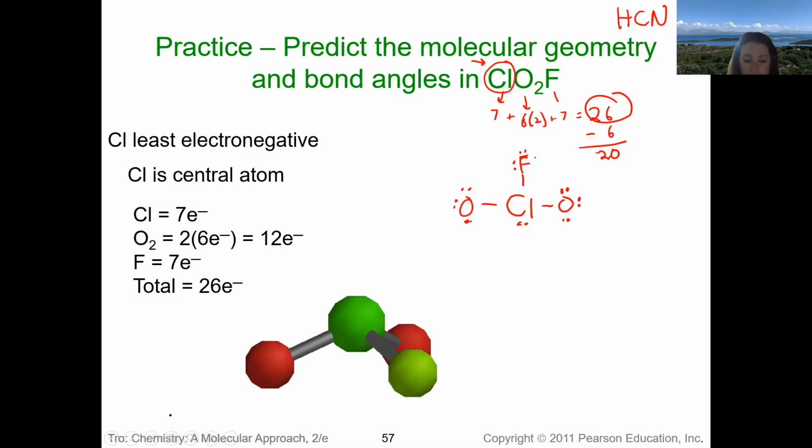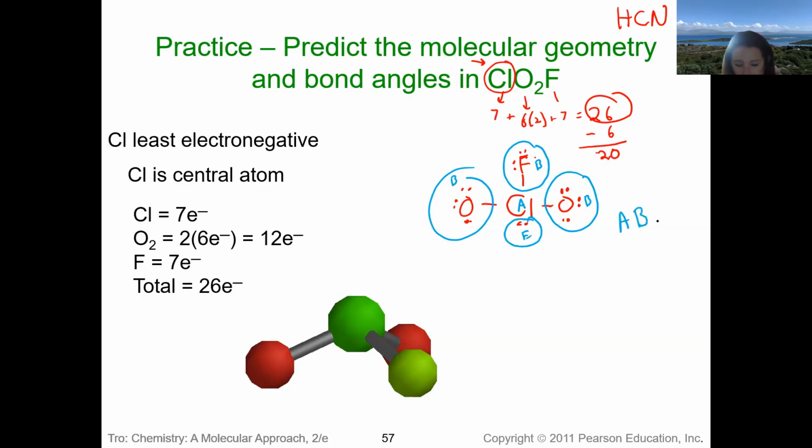And so we have here, this is going to be A, B, B, B, E. A, B3, E. And then we look at our little cheat sheet, all right? And we say there's 4 total things, right? Everyone agrees there's 1, 2, 3, 4 total electron groups.